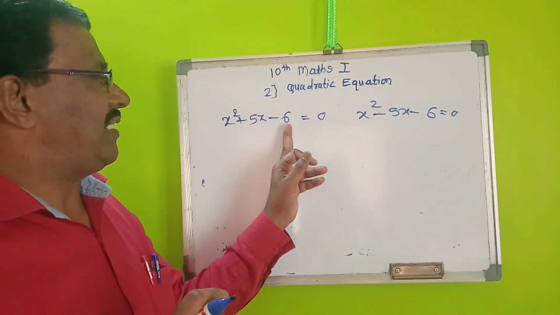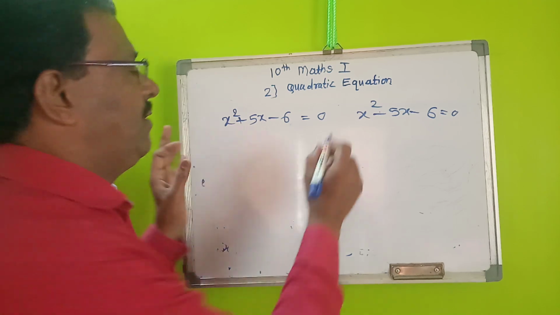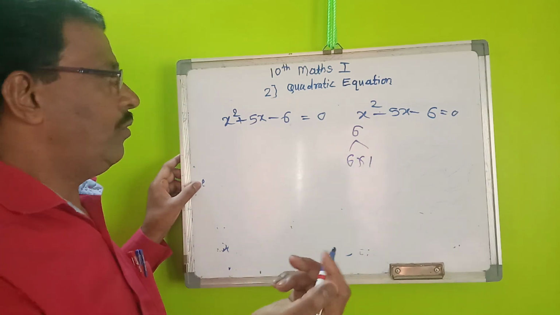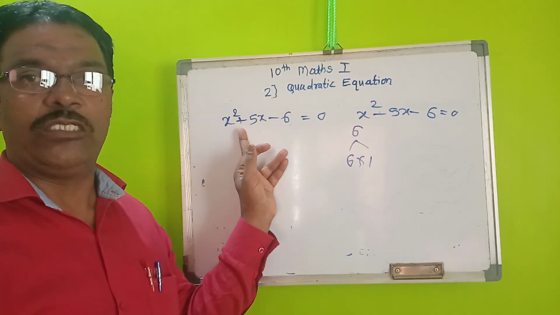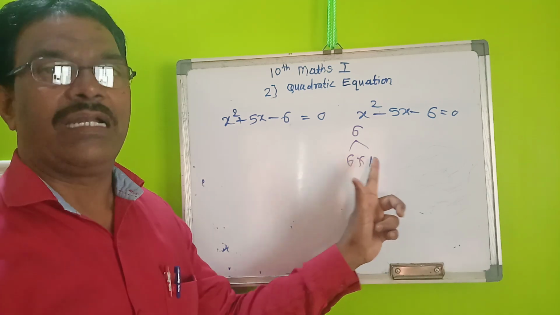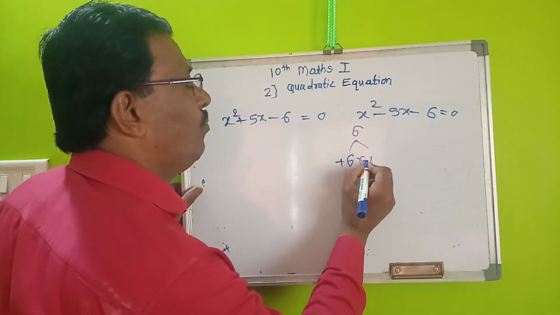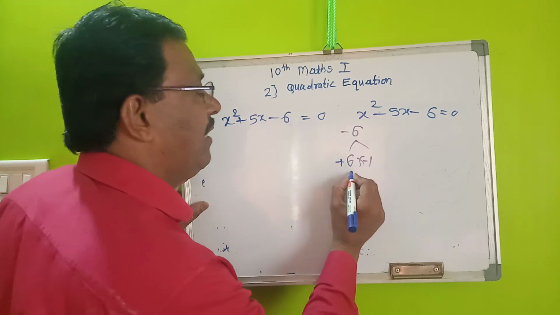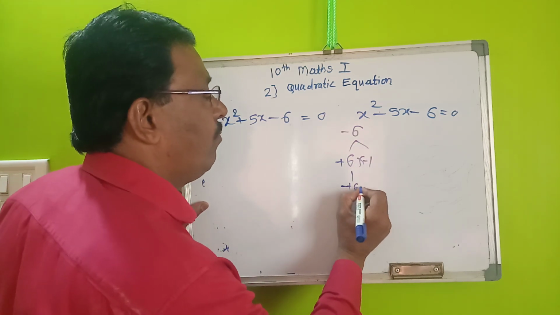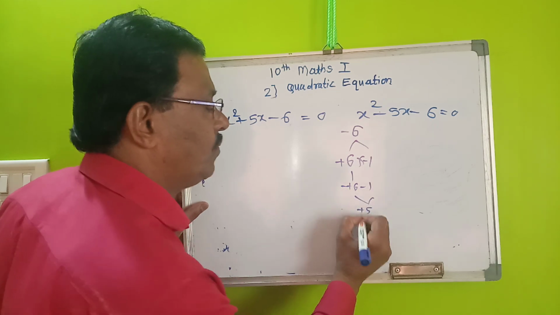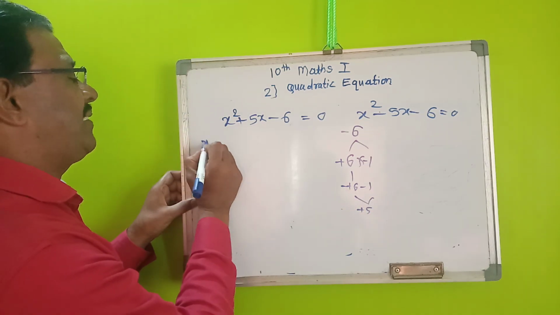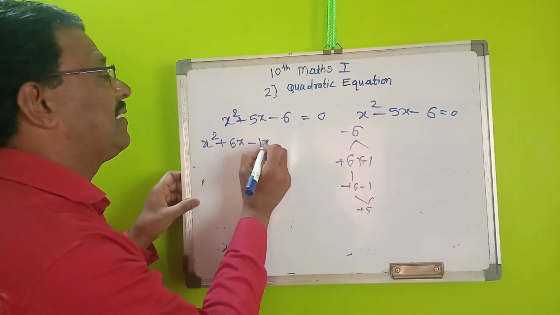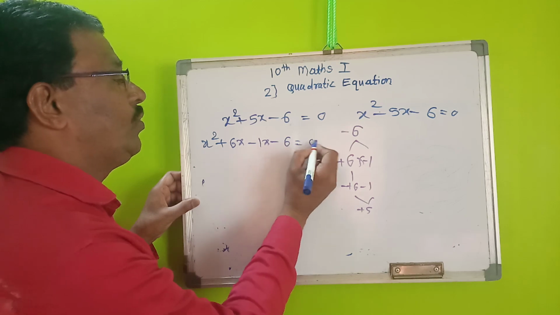So here 6 ones are 6. 6 minus 1 is 5. But we want the middle term positive, so the larger number takes the positive sign: plus 6 into minus 1 is minus 6, and plus 6 minus 1 is plus 5. So we will take x square plus 6x minus 1x minus 6 is equal to 0.